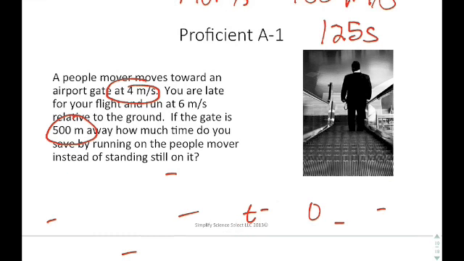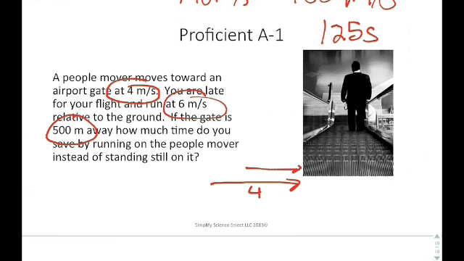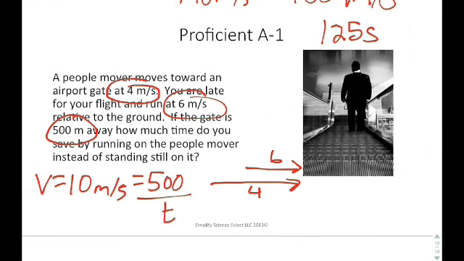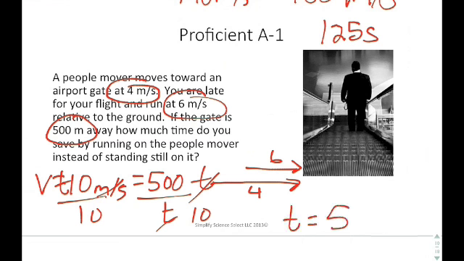Whenever I take into account the fact that I run on the people mover, if I run at 6 meters per second relative to the people mover, and the people mover is moving at 4 meters per second, those velocities are going to add together and give me a velocity of 10 meters per second. Which now, when I run those 500 meters divided by time, I can solve the exact same way, and when I do that, I get a time of 50 seconds.